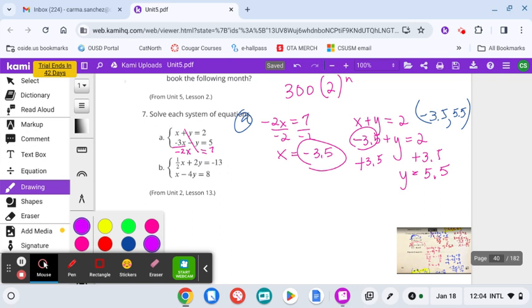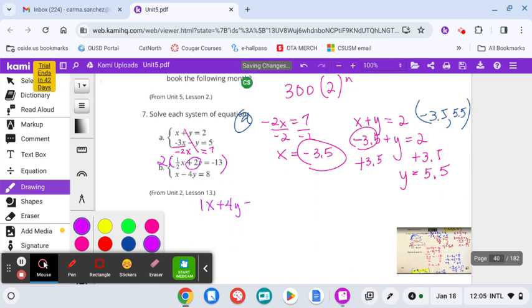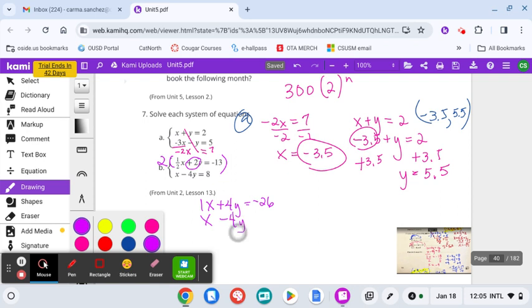Next one, there are no automatic opposites, but notice that if I multiply the top by 2, I then could cross out the 4 and negative 4. So we're going to make a new row. Half of 2 is going to leave me 1x. 2 times 2 gives me 4y, and 2 times negative 13 is negative 26. And then the bottom row was already fine as is, just copy it down.